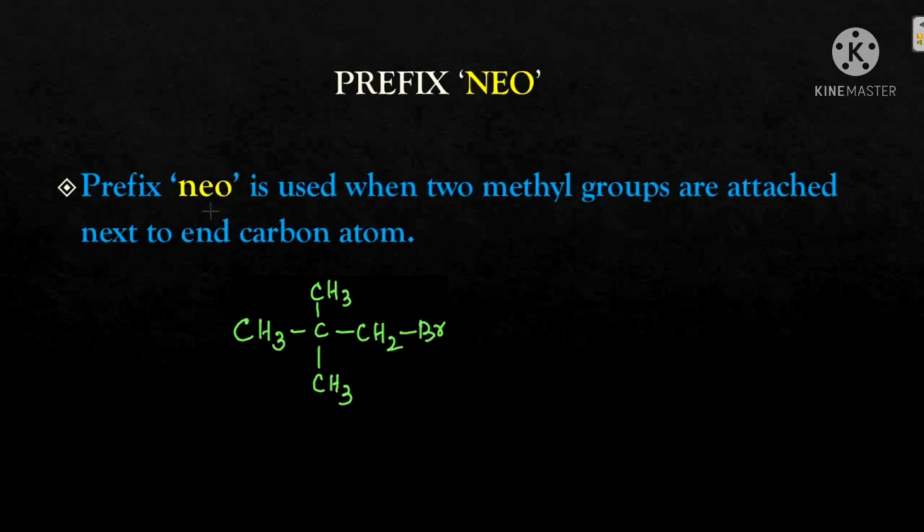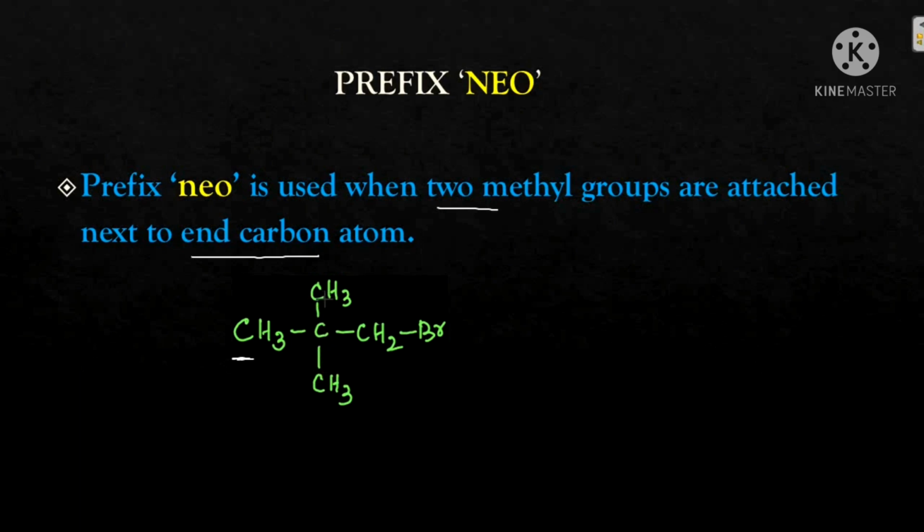So students, prefix neo should be used when two methyl groups. See, in the iso we saw one methyl group, but here it is two methyl groups. Two methyl groups are attached next to the end carbon atom. Check the example here. This is the end carbon, right? This is the last carbon, right? So next to this end carbon, we are having two methyl groups.